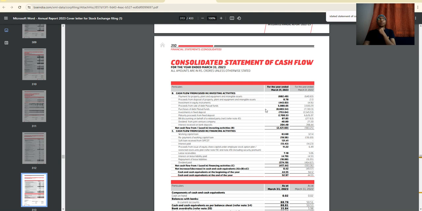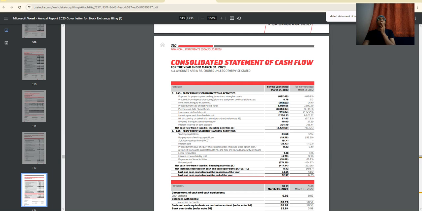Purchases of debt mutual funds. This is 8,000 crores. Maturity proceeds from fixed deposits. Purchase of debt mutual funds, again, proceeds from sale of debt mutual funds. Purchases of debt mutual funds. This is 8,665 crores, almost more than that. Then there is investment in fixed deposits. That is another 753 crores. Investment in equity instruments. That is 443 crores.